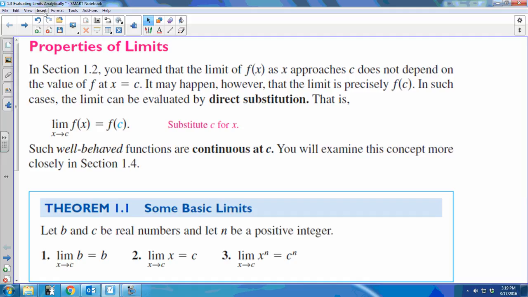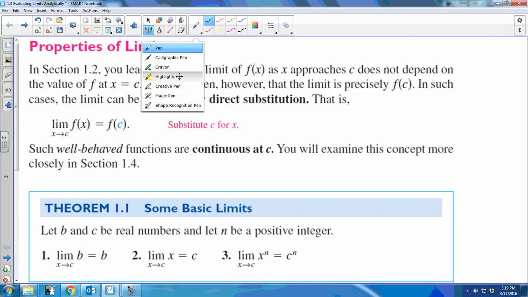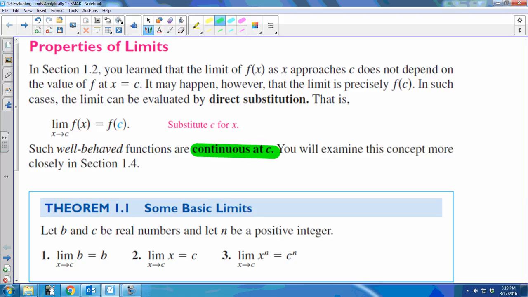Okay? So if you have a continuous function, and a continuous function is one that doesn't have any of those holes or gaps or asymptotes like we did in learning target 2, then if we want to evaluate the limit, we can just substitute values into the function and be done. All right? So let's start off with this first idea.